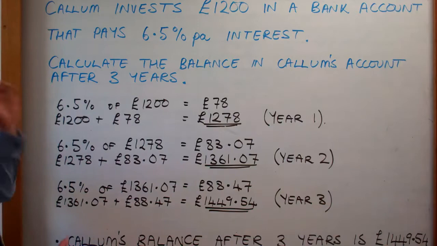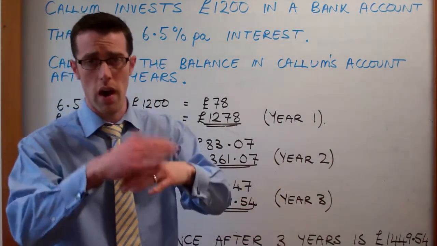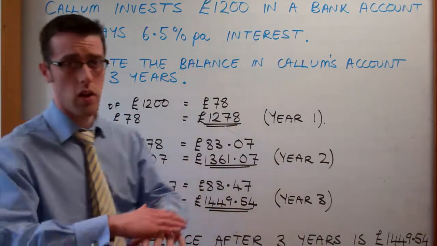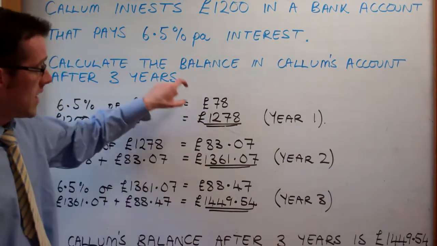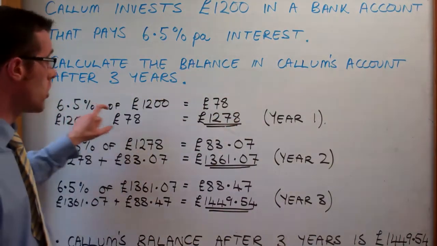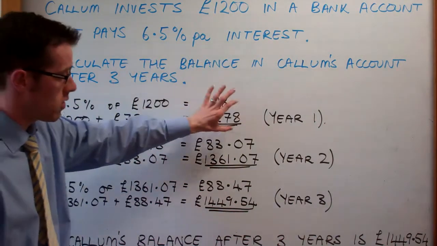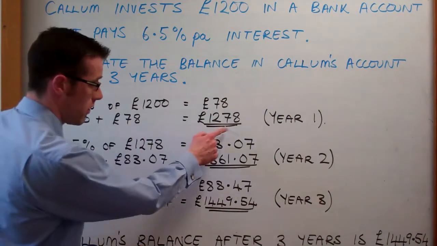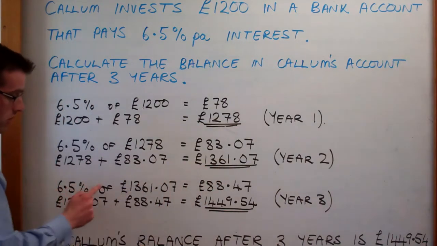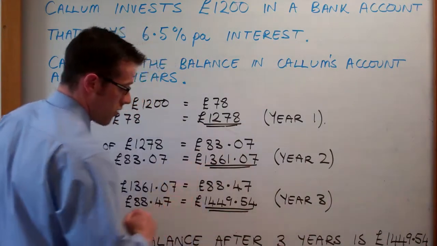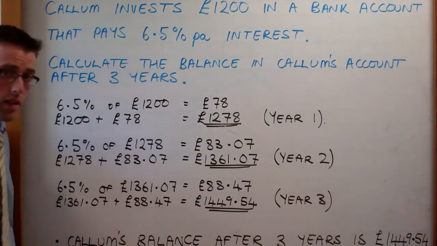Okay, so just go through this one more time, alright? So it's compound interest, so it's building on each previous year's balance. Okay, so it's 6.5% of the balance the last year. So 6.5% of 1,200 is £78, and we add that on to what's in the account, which is £1,200. 1,200 plus 78 is 1,278. We do that again, but it's 6.5% of 1,278. Then add it on here. Then it's 6.5% of 1,361.07. And then we add that on again to get a final answer at the end of the third year.